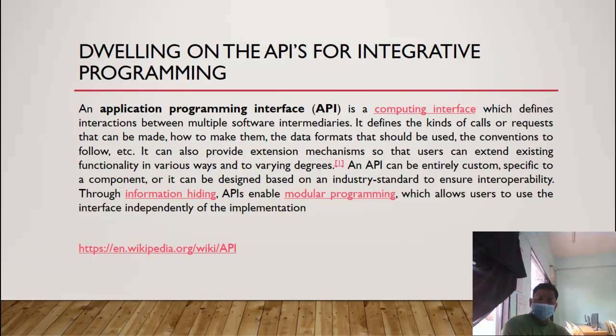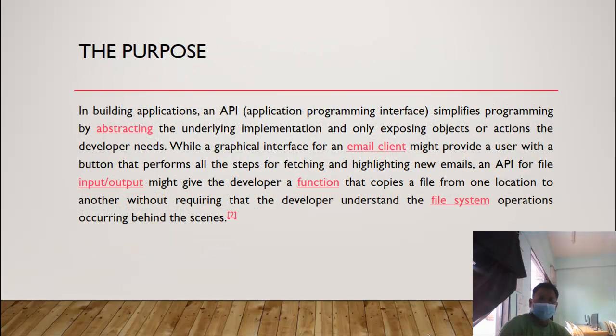An API can be entirely custom, specific to a component, or it can be designed based on an industry standard to ensure interoperability. Through information hiding, APIs enable modular programming, which allows users to use the interface independently of the implementation. The purpose. In building applications, an API simplifies programming by abstracting the underlying implementation and only exposing objects or actions the developer needs.